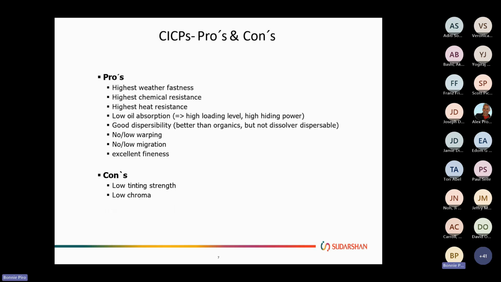So there's always pros and cons to every type of pigment class. Certainly CICPs do have their own pros and cons. Among the pros, these are extremely weatherfast and chemical resistant. Because they're created at such a high temperature, they have the highest heat resistance available to the formulator. They have low oil absorption, so you can achieve high loading levels and thus high hiding power. They have good dispersibility.